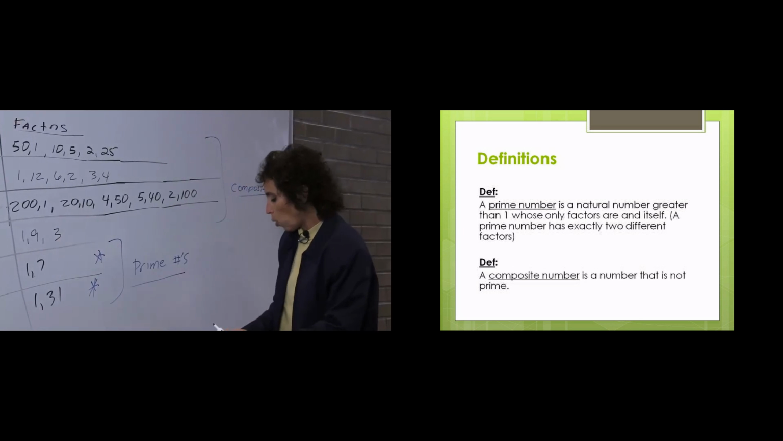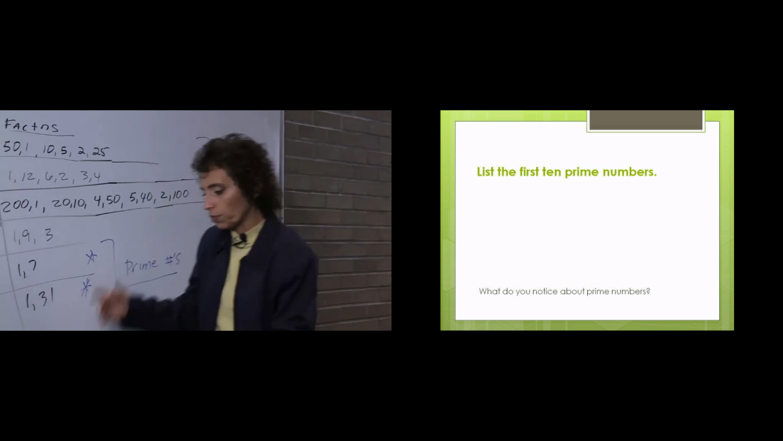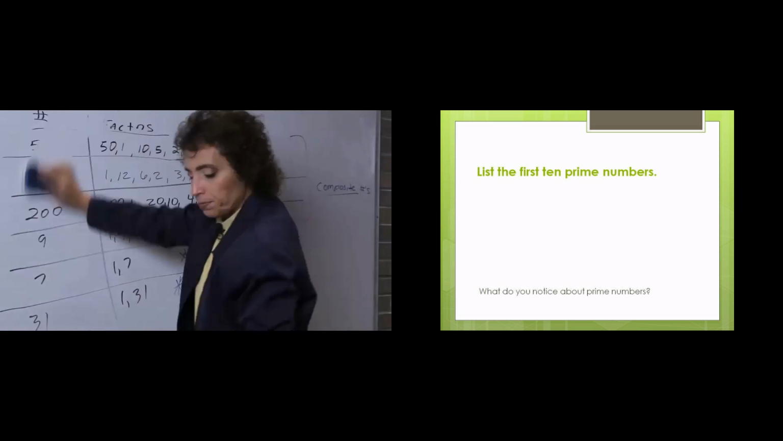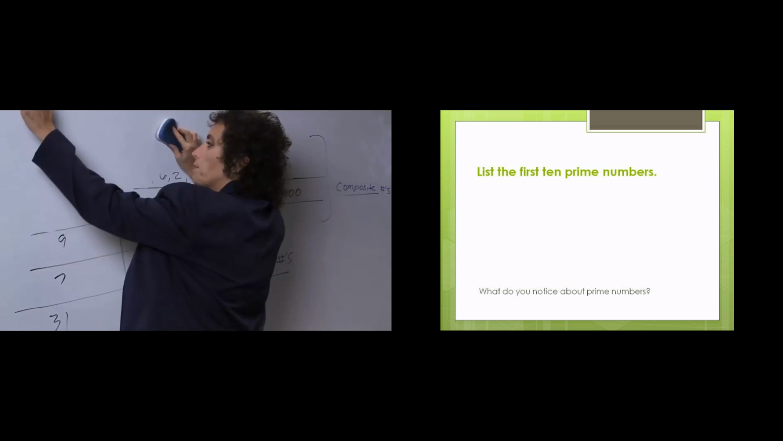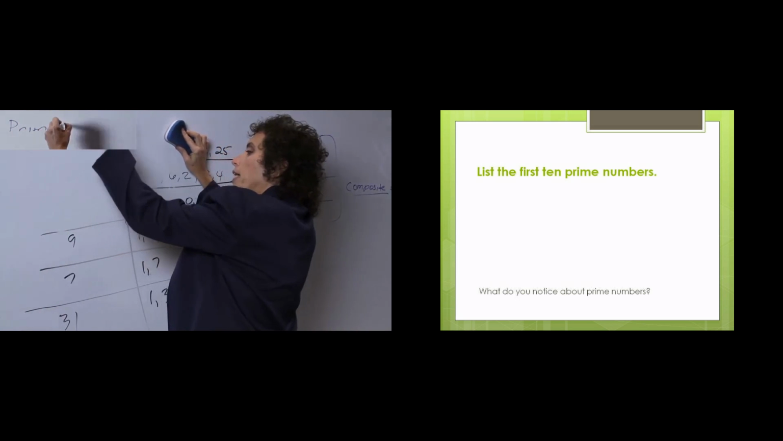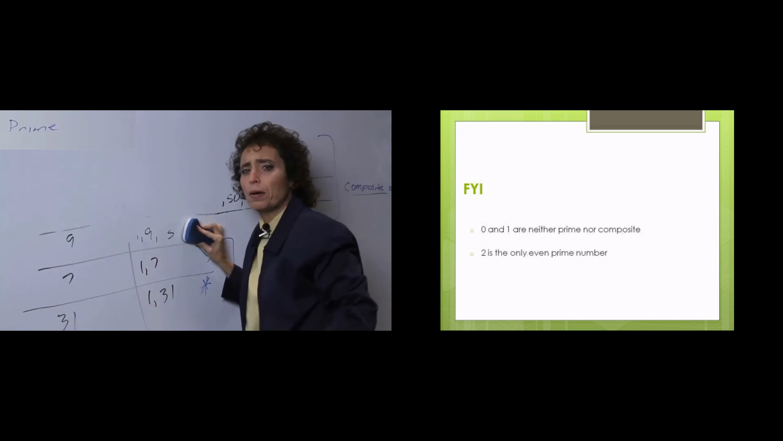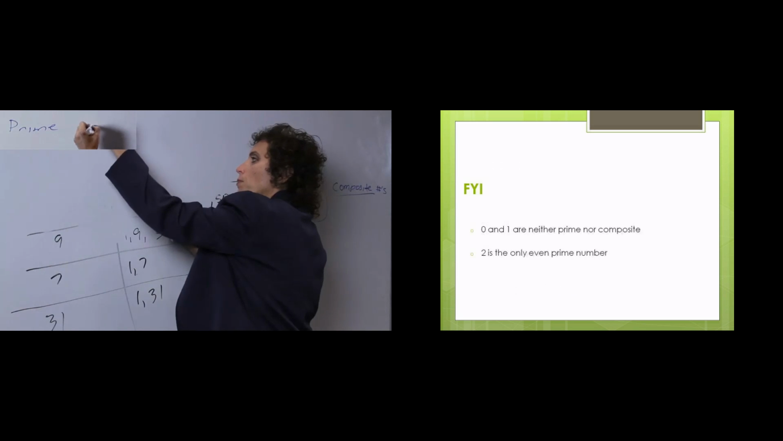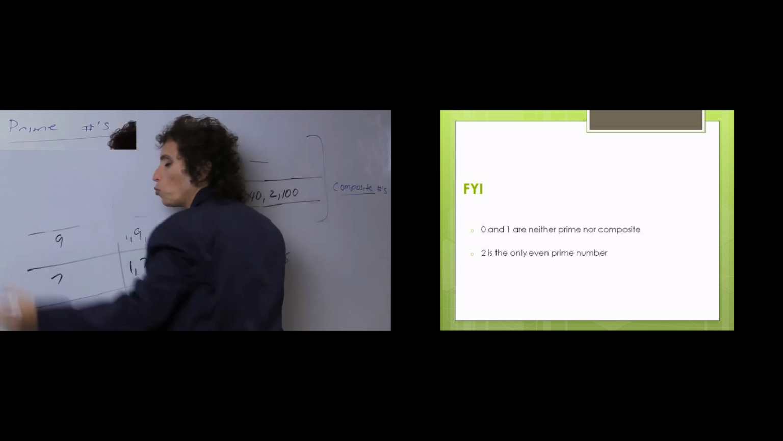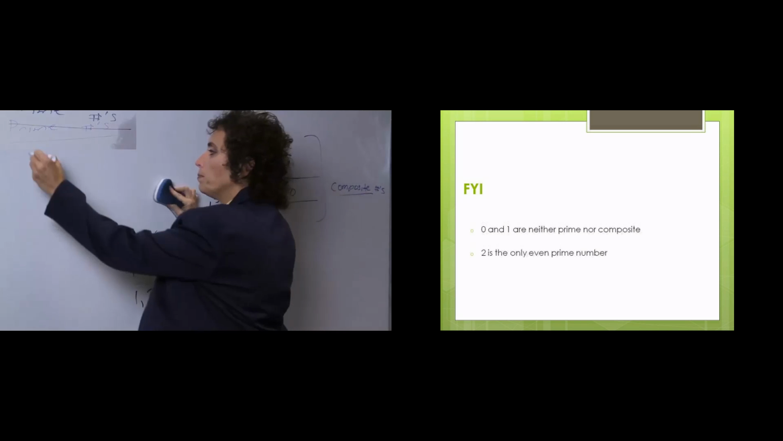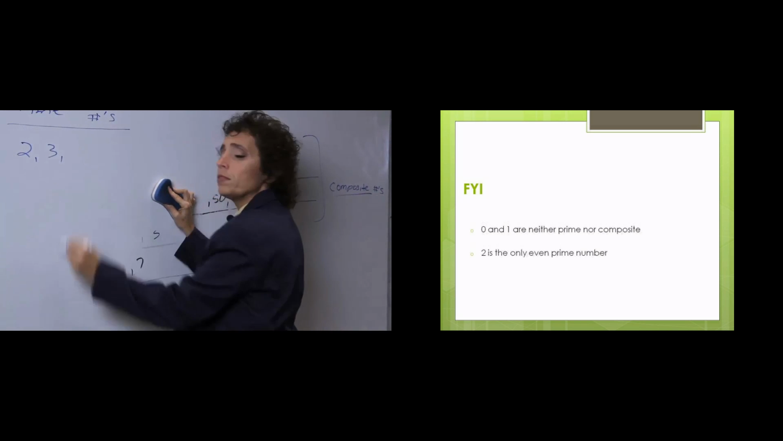Okay? So let's list the first maybe 10 prime numbers. Okay, here we go. Remember, you can't start with 1. Got to go above 1. Is 2 a prime number? Well, if it's a prime number, the only factors would be 1 and itself. And yes, that would make 2 a prime number. So 2 is prime. 3 is prime.